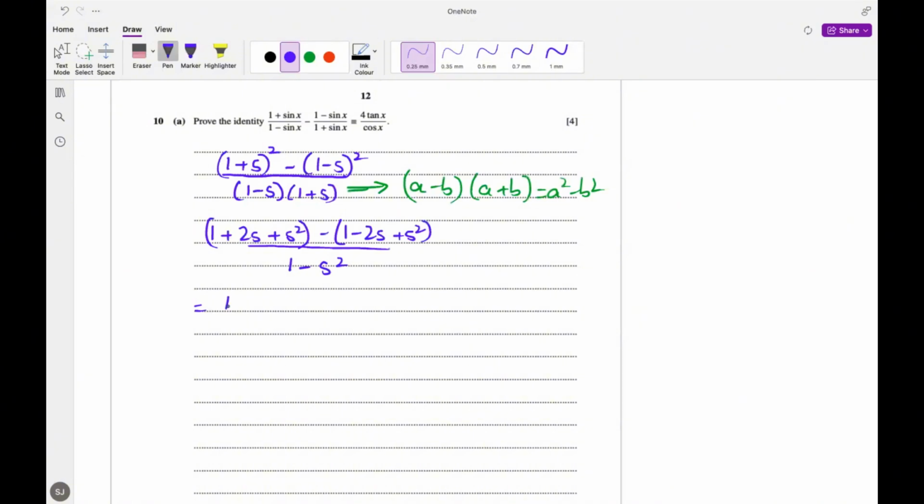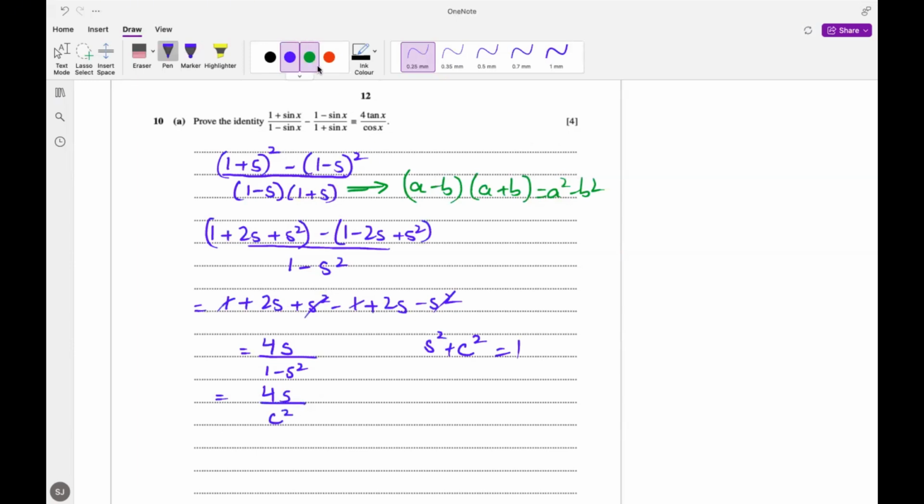Expanding the bracket in the numerator, we'll get 1 plus 2 sin x plus sin squared x minus 1 plus 2 sin x minus sin squared x. Simplifying this, sin squared x and sin squared x will cancel, 1 and minus 1 will cancel. So the numerator will be 4 sin x, and in the denominator we'll have 1 minus sin squared x. Now as we need a term in cos, 1 minus sin squared x is equal to cos squared x, as sin squared x plus cos squared x is equal to 1. So we can write this as 4 sin x upon cos squared x.